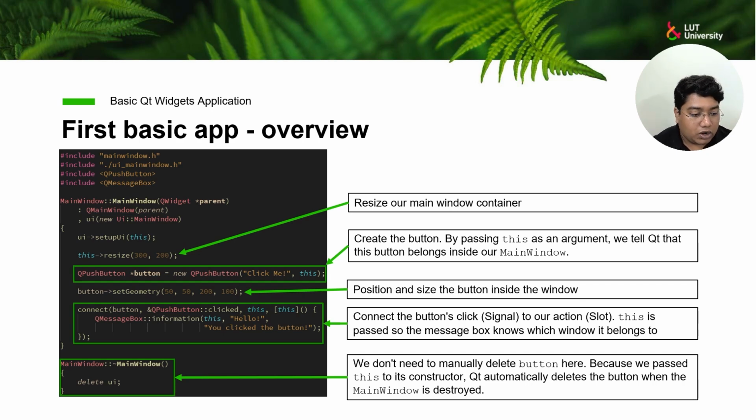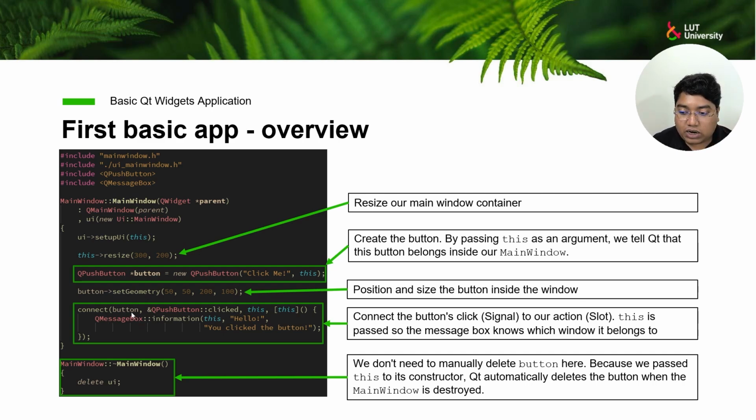We will talk more about that later. Next, we positioned the button using set geometry. We will improve this approach, but for our very first example, it's perfectly fine. Then we connected the button's clicked signal to our action. Whenever the user clicks the button, Qt executes the code inside our lambda.